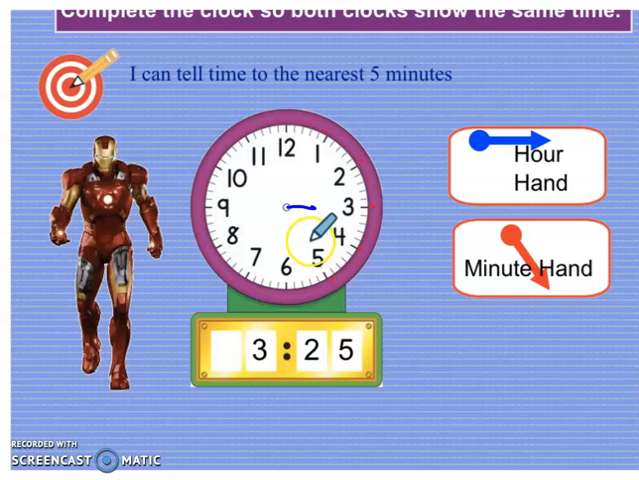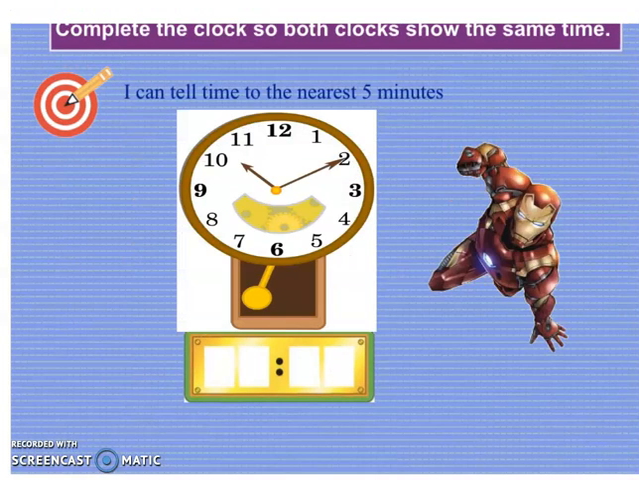Wow, we land on the 5. So that shows 3:25 or 25 minutes after 3 o'clock. So you could tell it in either way, 3:25 or 25 minutes after 3 o'clock. Okay, let's move on to the next one.